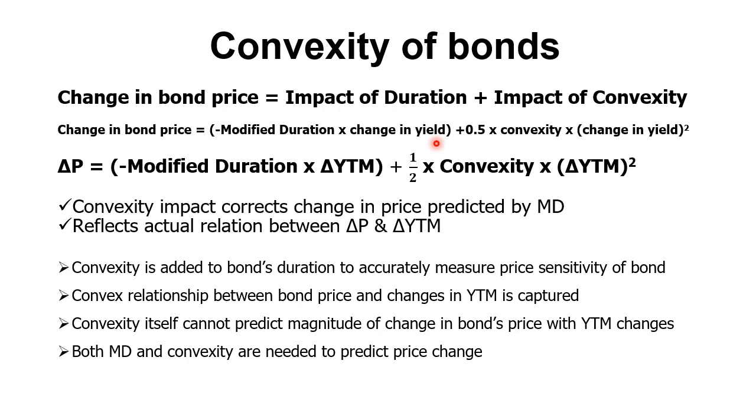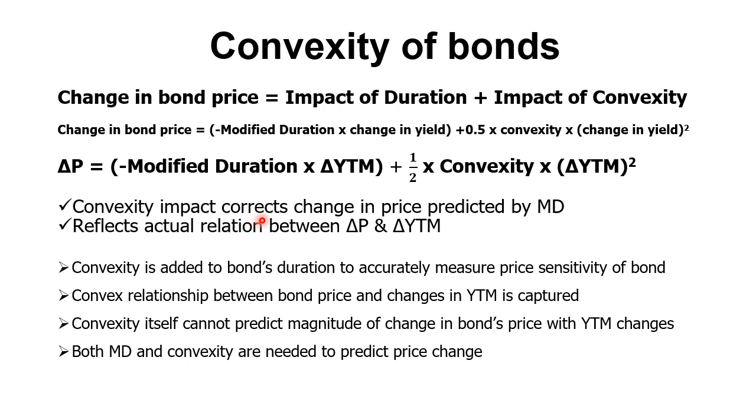The formula for the change in bond price is minus modified duration into change in yield. This is basically the duration effect which we have calculated earlier, plus 0.5 into convexity into the change in yield whole squared. That is, delta P is equal to minus modified duration times delta YTM plus 1 by 2 into convexity into delta YTM whole squared. The convexity impacts the change in bond price.